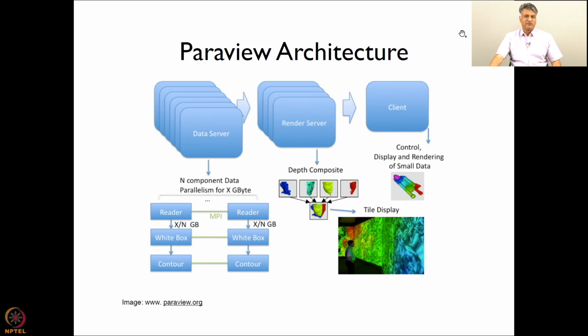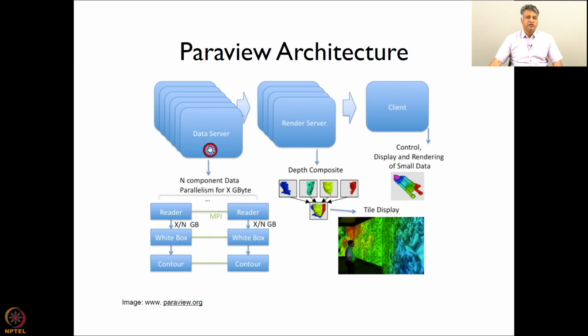So this is how the visualization of the ParaView architecture will look. You'll have the data server, which has n components and has data parallelism. It'll go and read sections of the data. Let's say that you have a very, very large data set over here. It's going to read different bits of the data. It's going to communicate with each other on MPI.